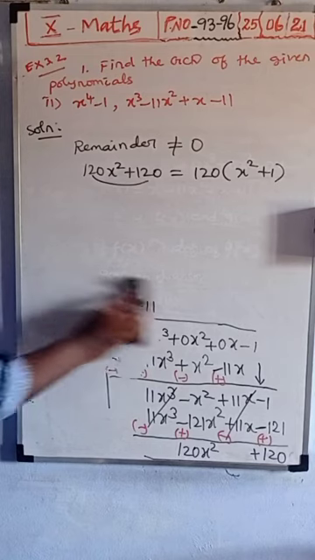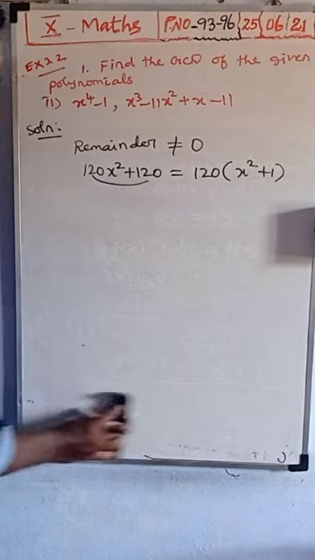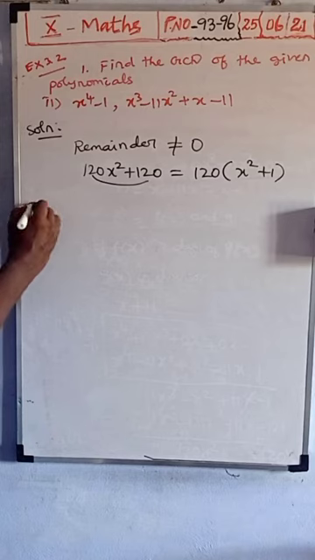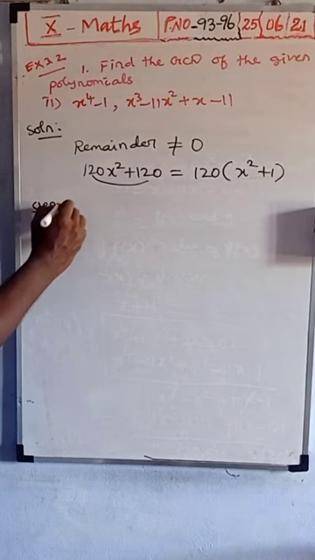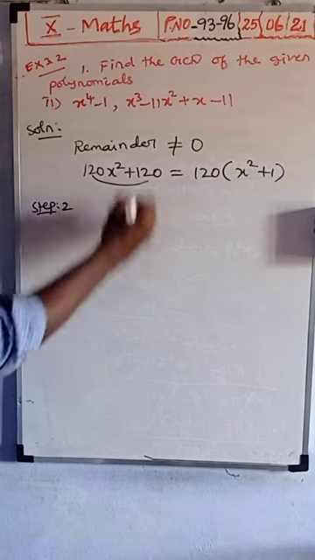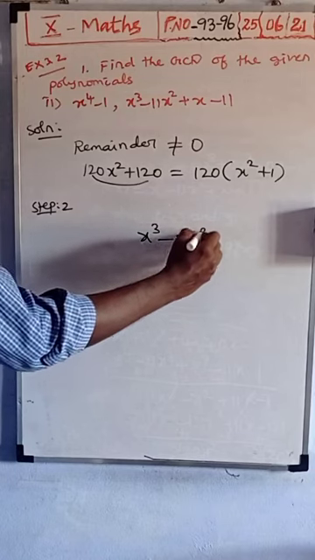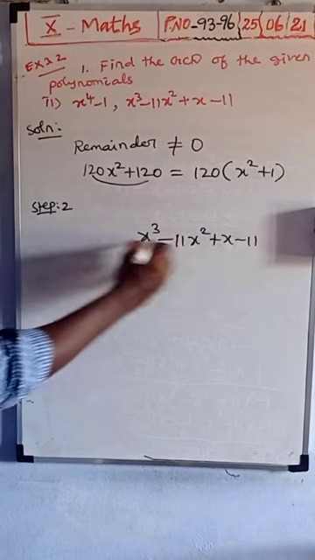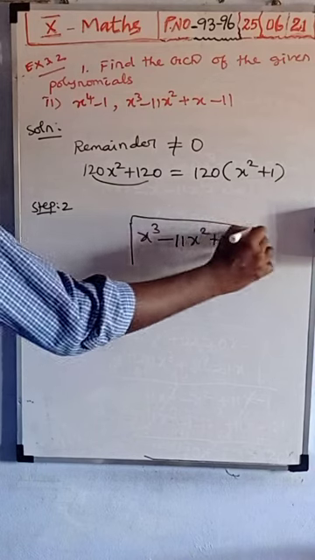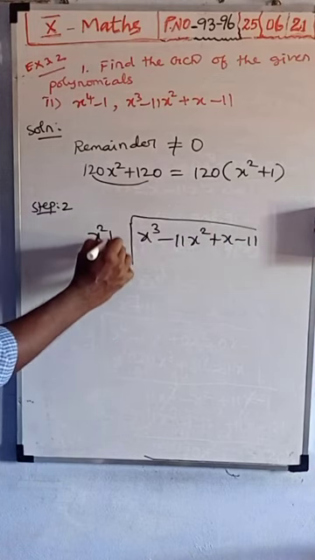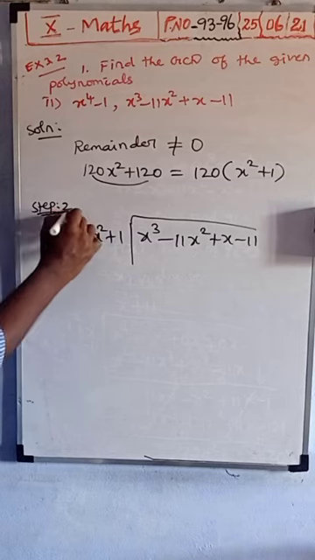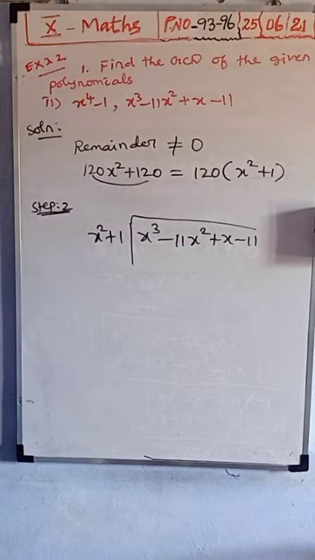So write g of x in step 2. First, you should write this inside: g of x, x cube minus 11x squared plus x minus 11 inside. Then outside only x squared plus 1. The constant outside, this constant no need to write. So only x squared plus 1 alone write outside.